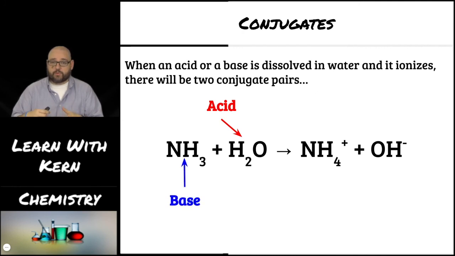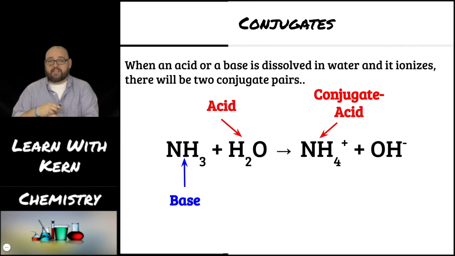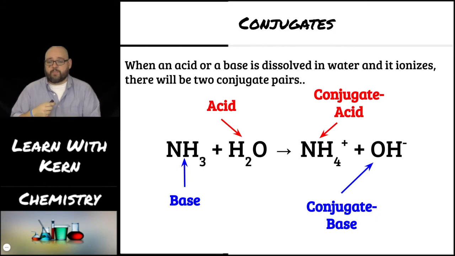Because if we look at the right side, you can see that the NH3 has accepted a hydrogen to become NH4, and the H2O has donated a hydrogen to become OH-. So if ammonia is a base, it's going to accept a hydrogen ion and become ammonium. And when it does that, ammonium is now an acid. It is the conjugate acid of NH3, that conjugate acid-base pair. So the base is NH3, and ammonium is its conjugate acid. Whereas water is our acid, and therefore the hydroxide ion is our conjugate base.